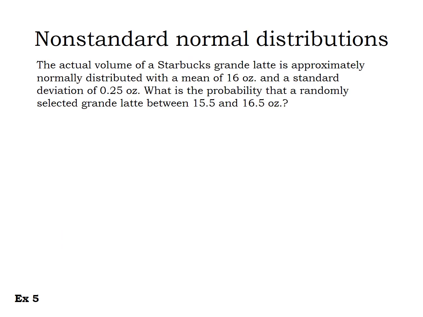So let's look at a third variable. Okay, so here we're talking about the volume of a Starbucks Grande Latte. We're going to assume they're normally distributed with a mean of 16 ounces and a standard deviation of 0.25 ounces. So if this is the case, we want to know the probability that a randomly selected latte is going to be between 15 and 16 and a half ounces.